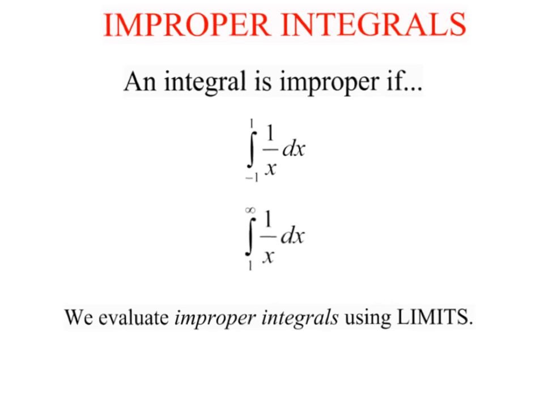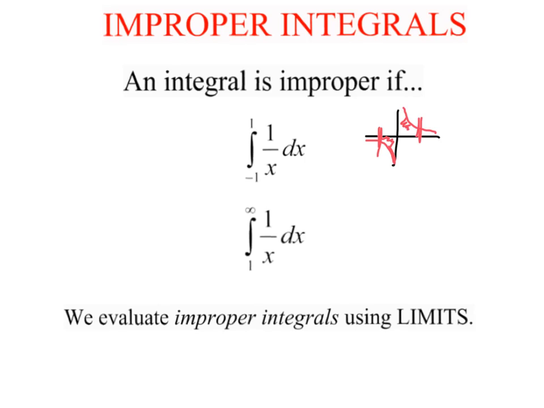So the first one, if you can remember what 1 over x looks like, think about something like this. So in finding the area from -1 to 1, we have an asymptote. We have a discontinuity inside the bounds. An asymptote is one thing that makes an integral improper.